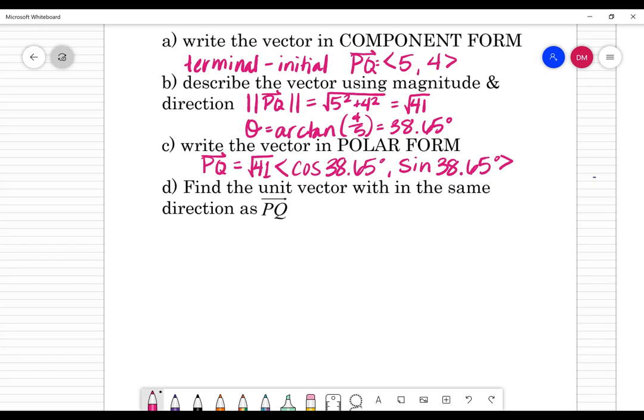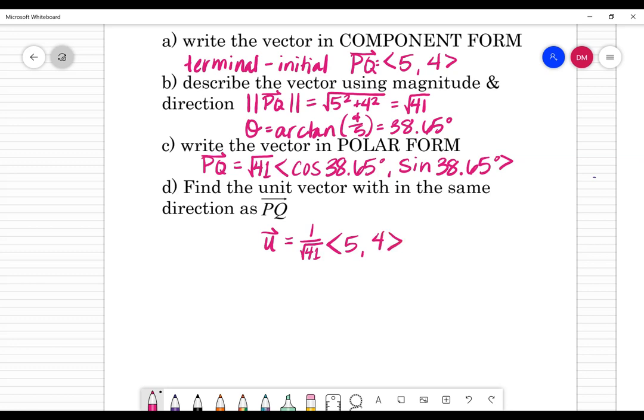And then we want to find the unit vector that's going in the same direction as PQ. If you remember how we do that from the video, in order to find a unit vector, we want to take any magnitude that this vector V has, or in our case PQ, and divide that away from the vector so that we're left with a magnitude of 1. So we could leave this as 1 over the square root of 41 times vector PQ, which is 5, 4.